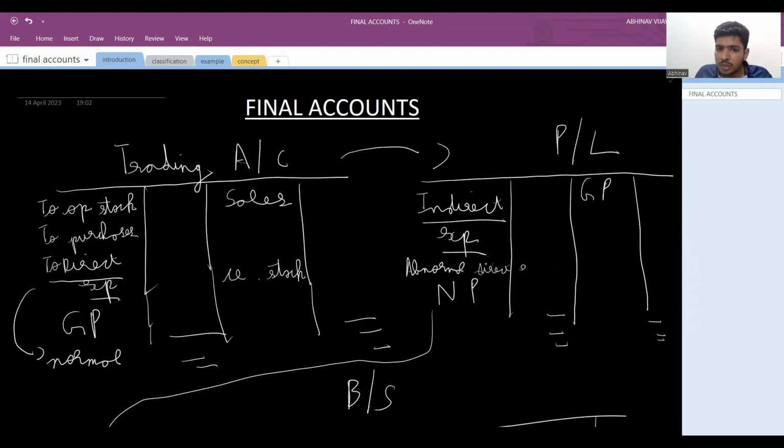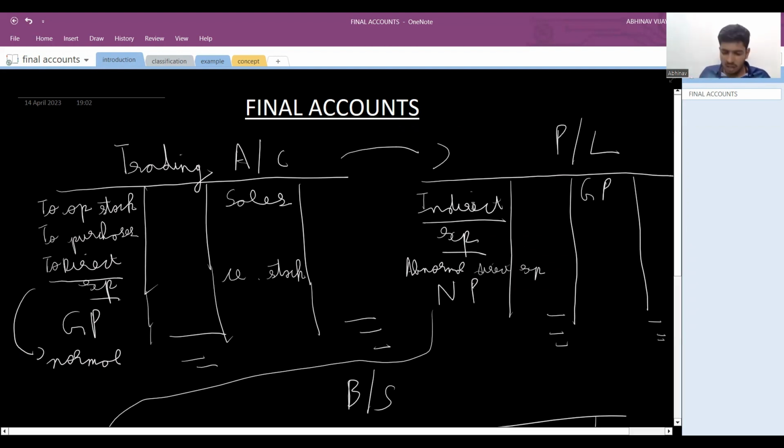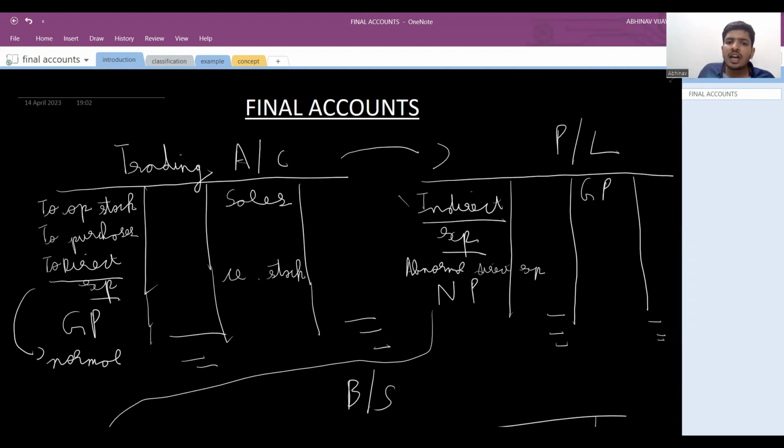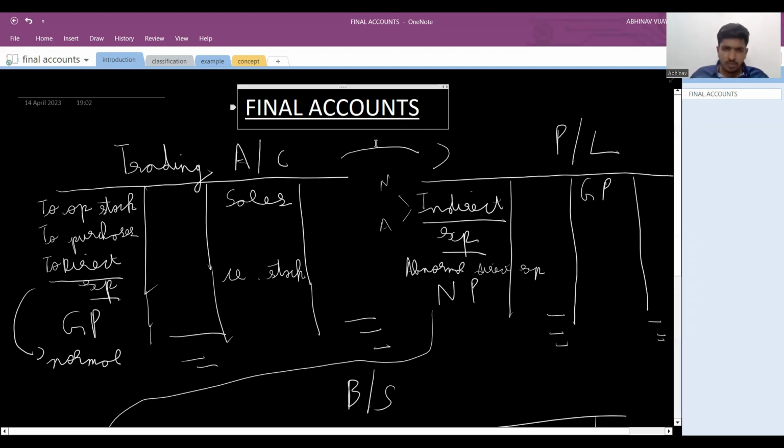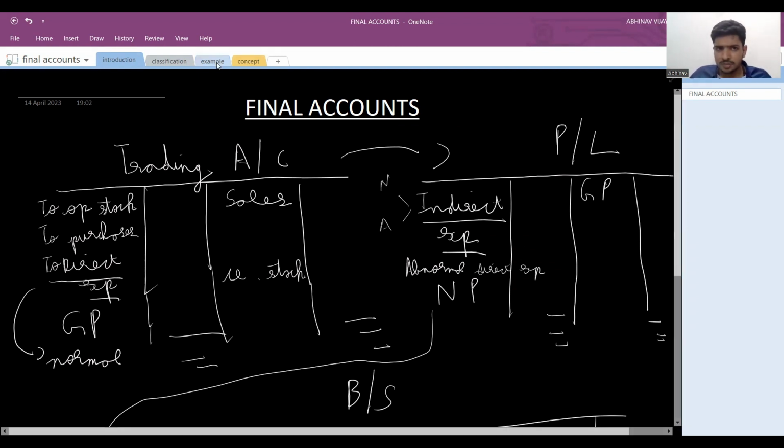Abnormal direct expenses. Done. Now another question I get at this time is, what if indirect expenses also can be classified into normal or abnormal? Yeah, it can be. But any indirect expenses, whether it's normal or abnormal, will come in a P&L account. As simple as that. Now this concept is clear.